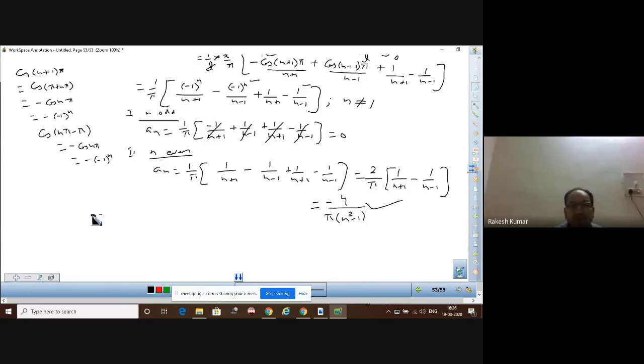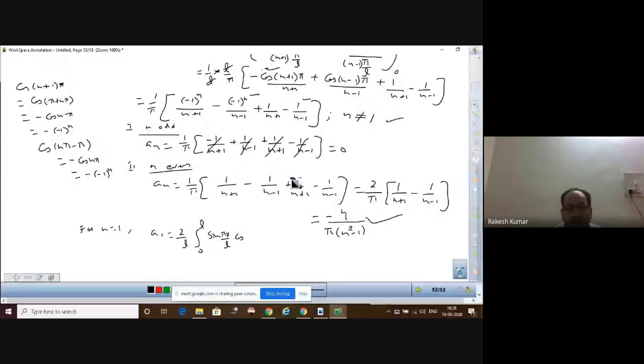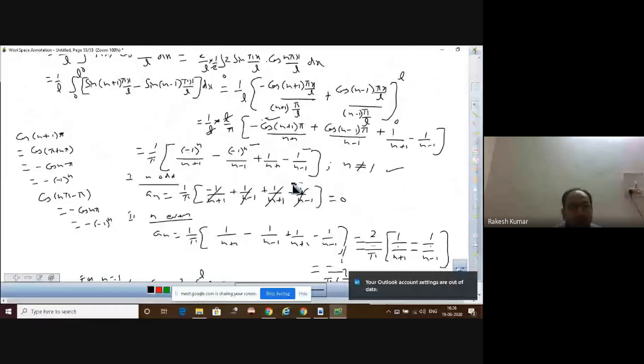We can also find out the particular case because we have found the value when n is not equal to 1. So for n equal to 1, we need to find out the value separately. A1 will become 2 over L, integral 0 to L, f of x. What is f of x? That is sine pi x over L. And the formula is cos n pi x over L.